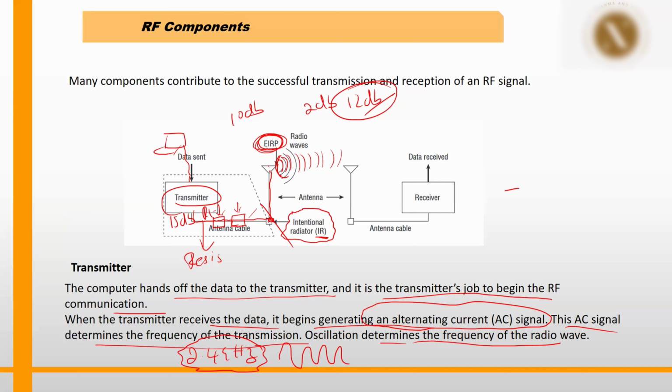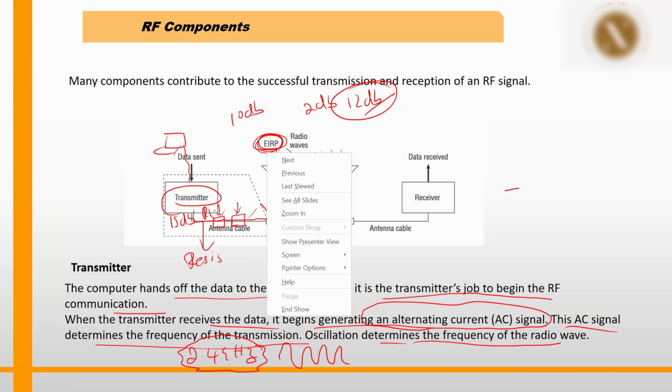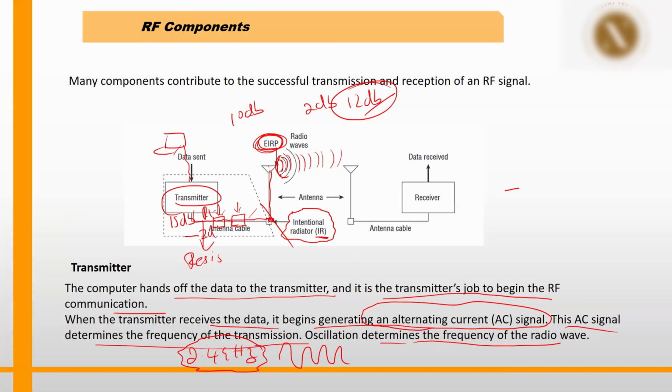So equivalent isotropic radiated power is nothing but, whatever 15 dB minus 2 dB of resistance, another 2 dB, and then it will be 10 dB. That is EIRP plus the antenna gain. The antenna will provide 2 dB, so it will be 12 dB. While the transmitter generates the signal at 15 dB, at IR it is 10 dB, but at EIRP it will become 12 dB again.